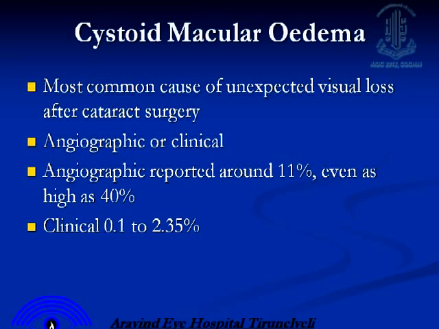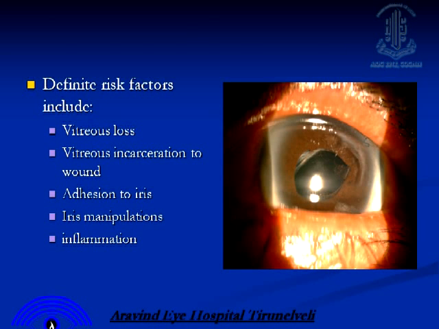Angiographic is reported to be having a higher percentage, around 11% on an average, or even as high as 40%. However, clinically, it is between 0.1 to 2.35%. The definitive risk factors which cause cystoid macular edema include vitreous loss, vitreous incarceration to the wound, and adhesion to the iris, which you can see in this case. All the three things are present here. And also it could be due to iris manipulations and inflammation.